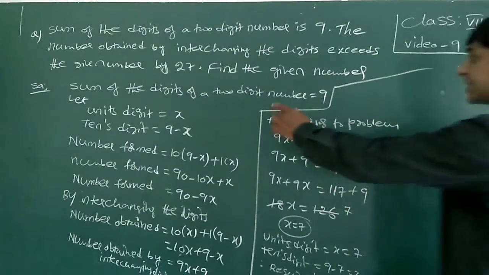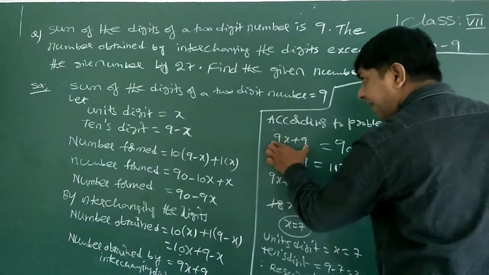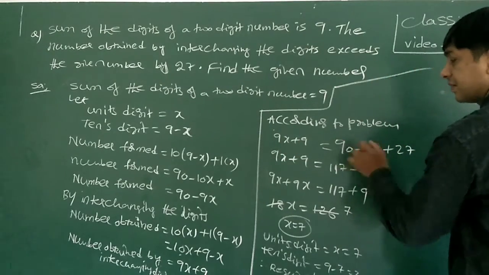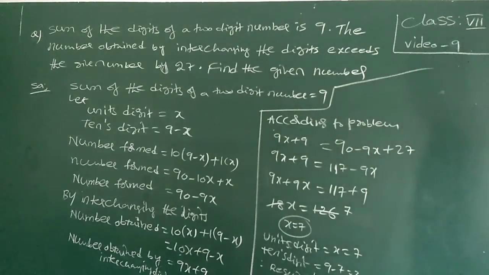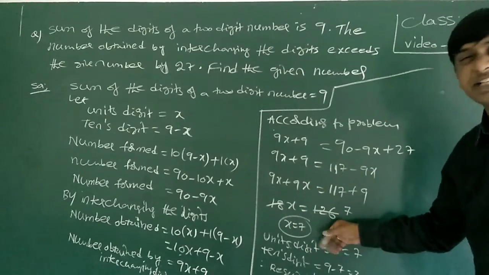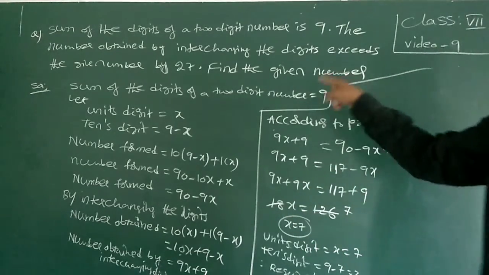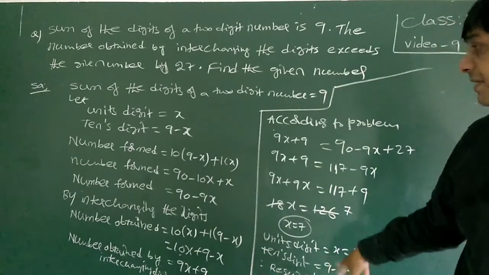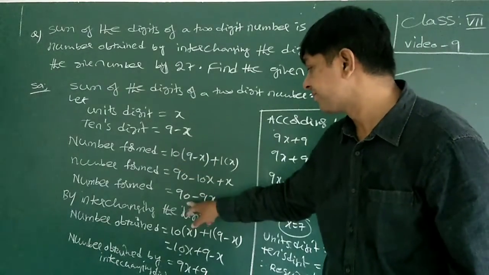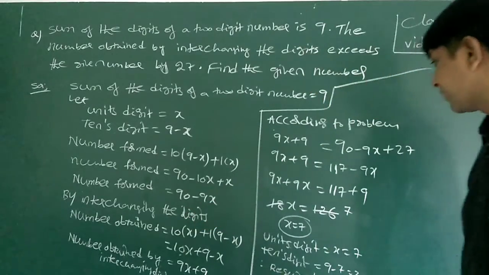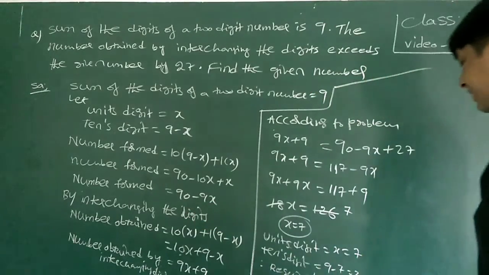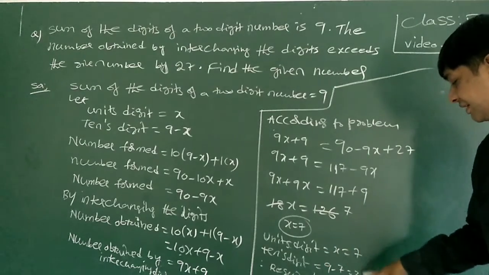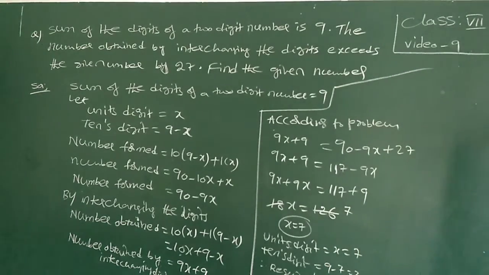Now as per the question, this interchanged number is 27 more than the given number. When I simplify this, I get x is equal to 7. But x is not your final answer. They ask to find the number, so you need to substitute here: 90 minus 63 is 27. Or else, tens digit is 2, units digit is 7, so 27 is the number. Please write it down.